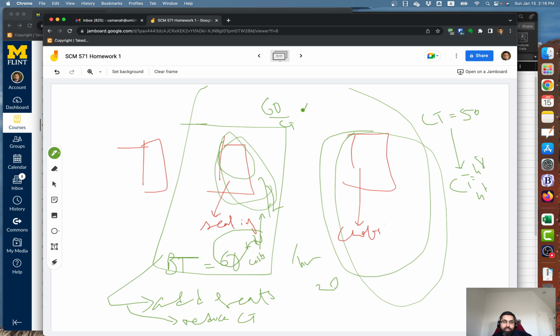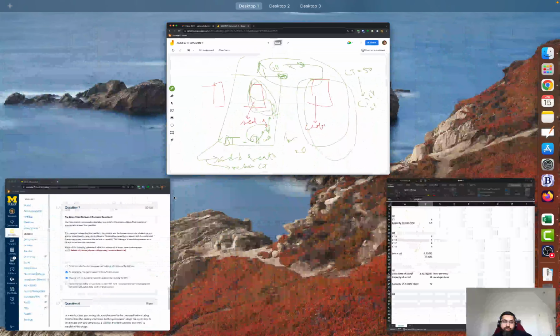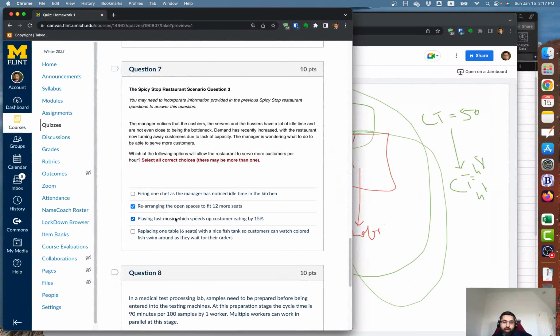That's the capacity of one seat, times you have 50 seats. Right? So that's the capacity of the seating system. If the cycle time becomes smaller, the capacity will go up. So yes, reducing cycle time is always going to increase the capacity. Whenever you reduce the cycle time of the bottleneck, you increase the capacity of the whole system.